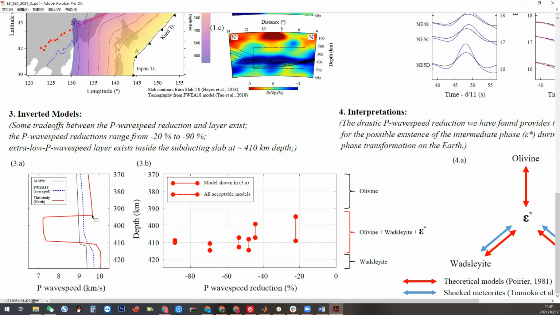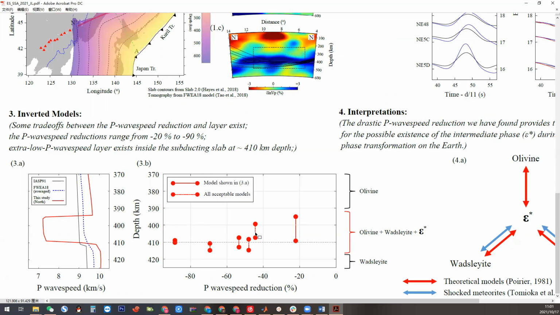To search for all the acceptable models, we performed 500,000 simulations and found that trade-offs between the P-wave speed reduction and the layer thickness do exist. For example, for this model, the wave speed reduction is around -20%, and the layer thickness is about 15 kilometers. If we double the wave speed reduction to -40% and halve the layer thickness down to 7 or 8 kilometers, this model can also fit the data.